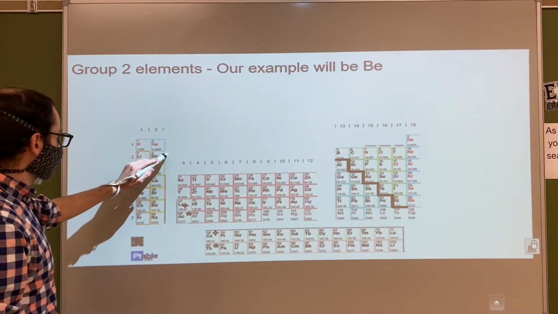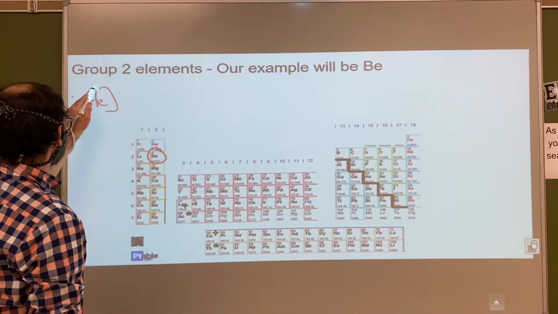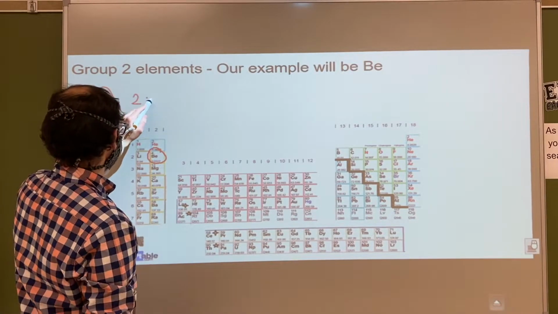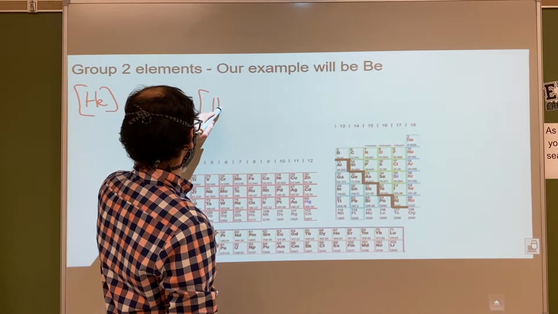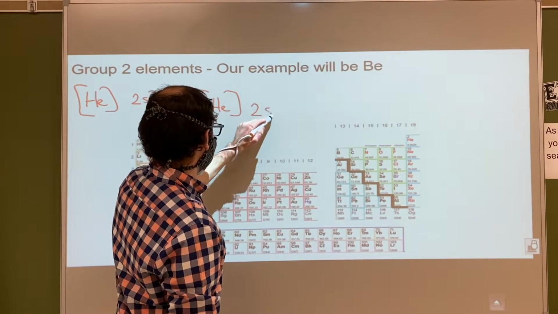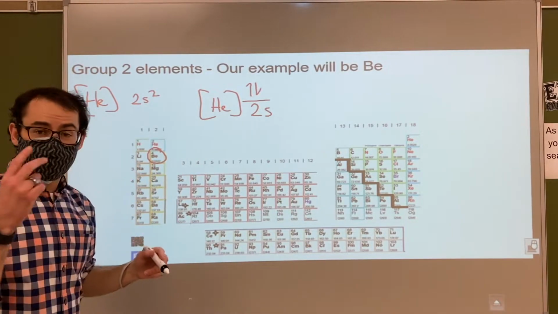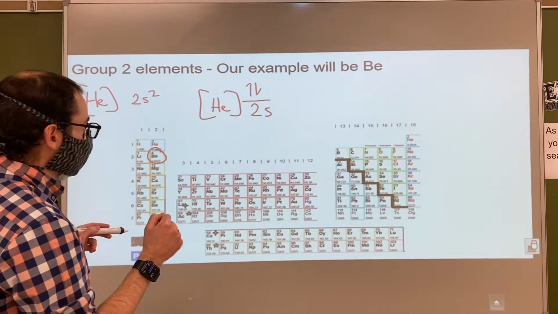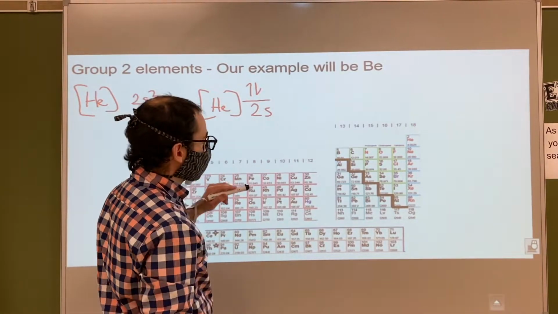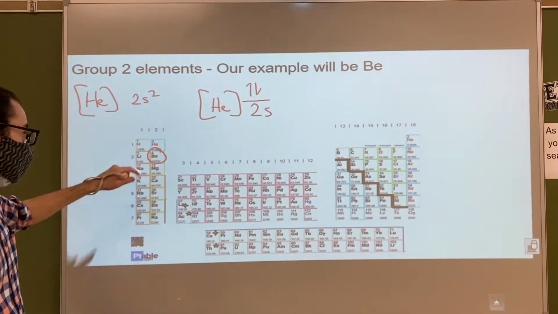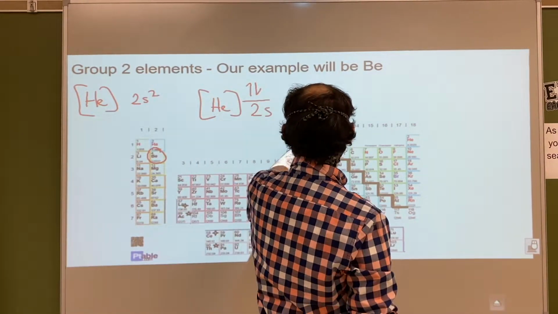Okay, beryllium. It's in group 2. So this is going to be [He]2s2. And then its orbital diagram is going to be [He] 2s up, down. Now for this one, it has 2 valence electrons. So if we were to take these 2 away, it would be isoelectronic to helium, very similarly to what we did with lithium. So let's take a look and write it up.